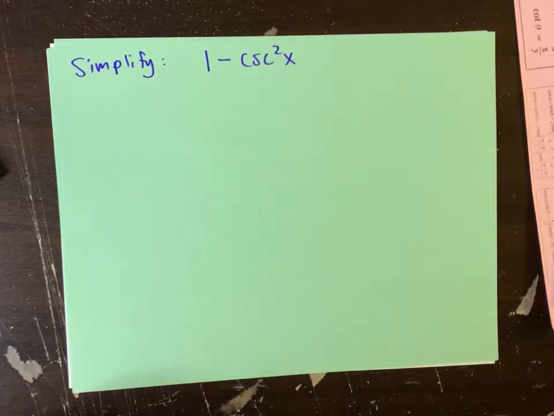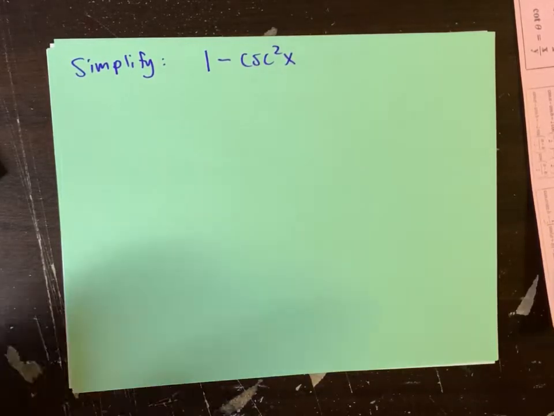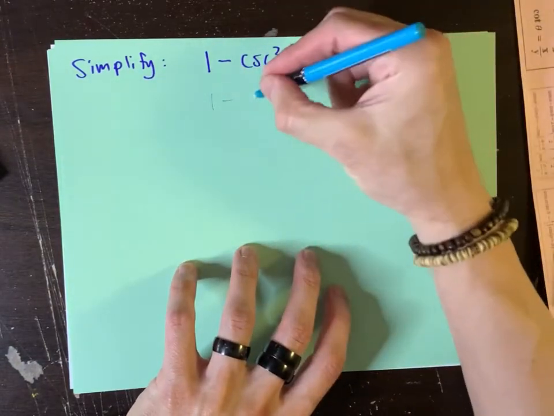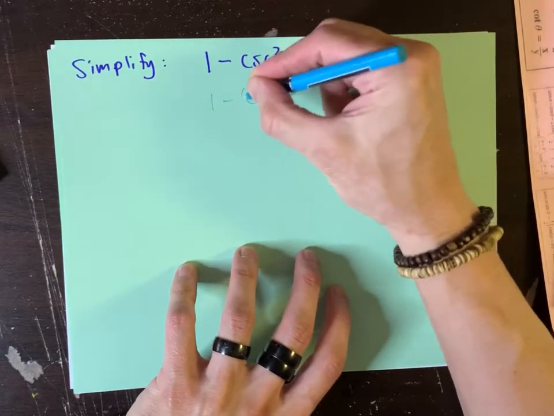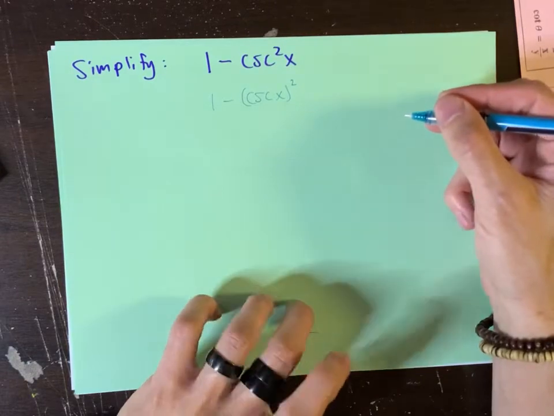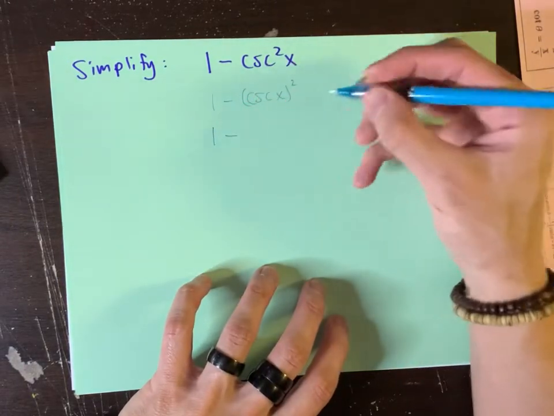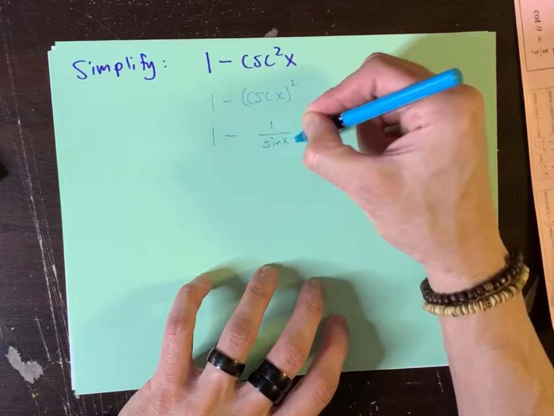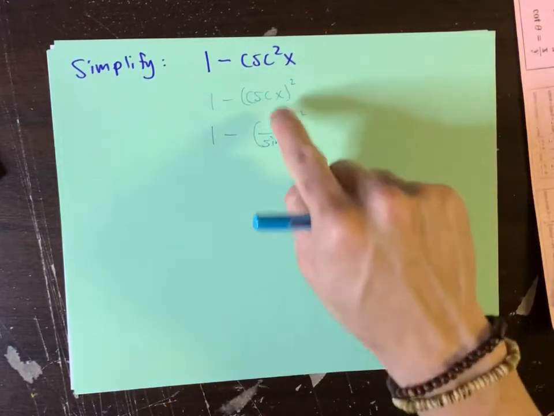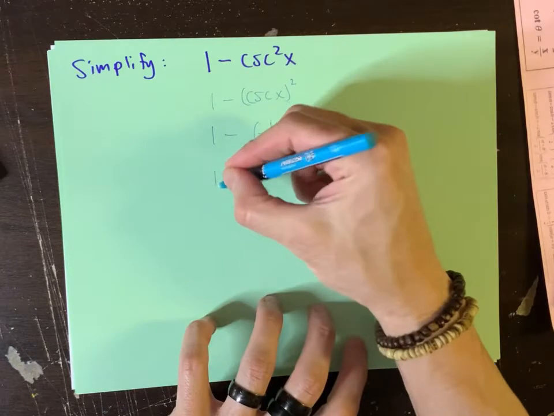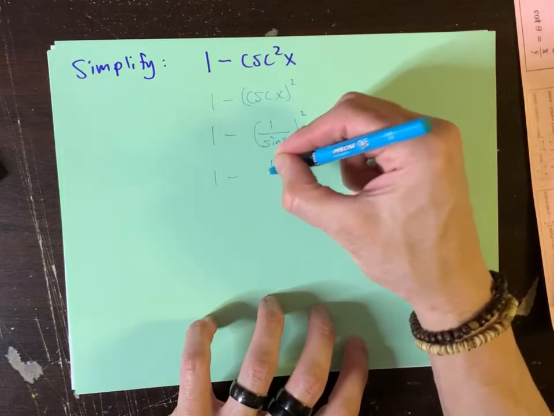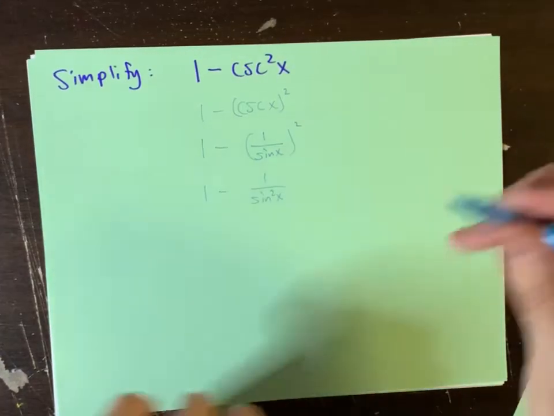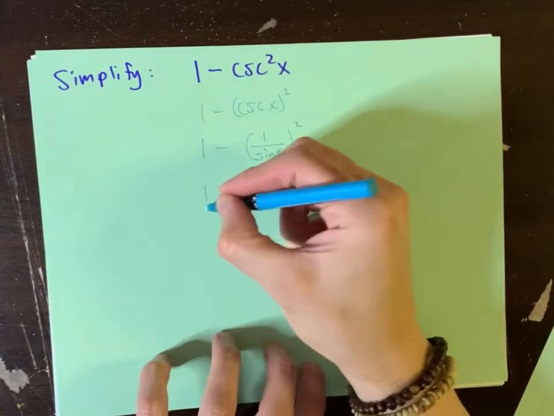So they want us to simplify. So if you ask me what I would do, I'd probably go something like this. I'm going to write this as cosecant of x quantity squared, and then 1 minus, how about 1 over sine of x squared, because cosecant is 1 over sine, and then maybe like 1 minus 1 over sine squared x.